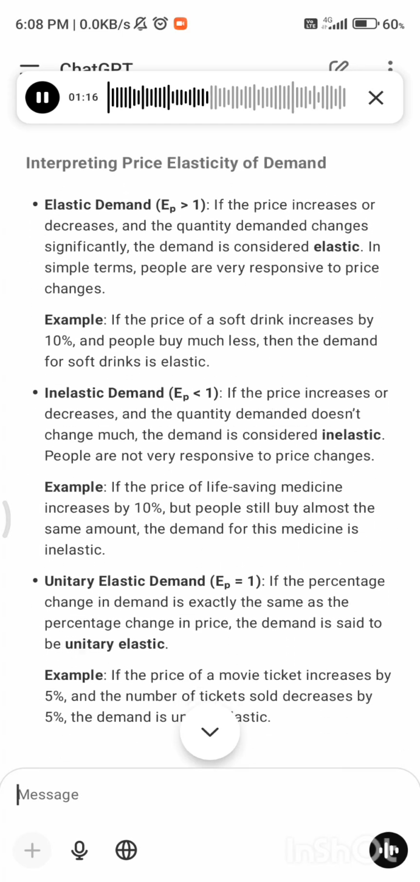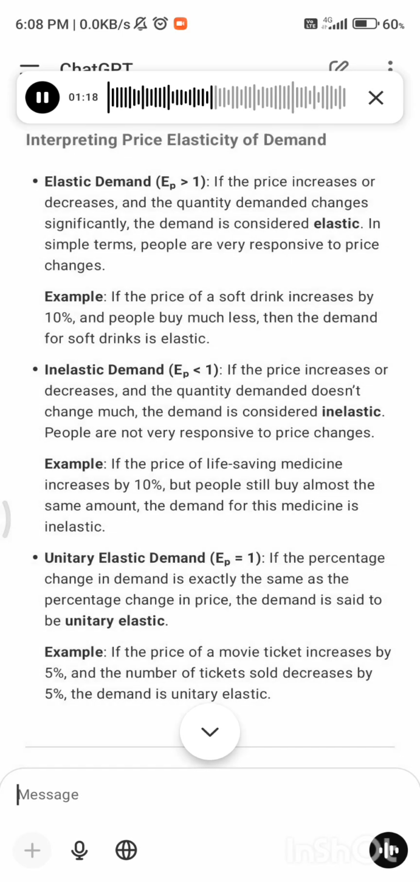Interpreting price elasticity of demand. Elastic demand, E > 1. If the price increases or decreases and the quantity demanded changes significantly, the demand is considered elastic. In simple terms, people are very responsive to price changes. Example: if the price of a soft drink increases by 10% and people buy much less, then the demand for soft drinks is elastic.